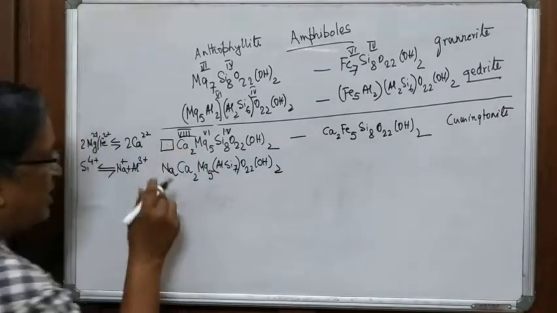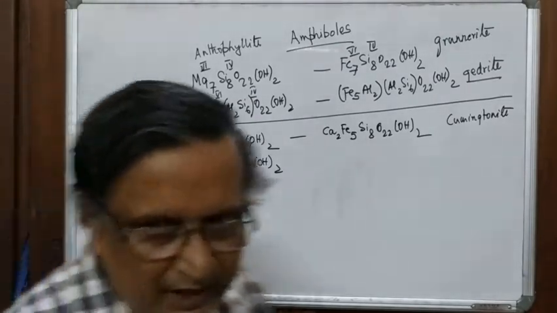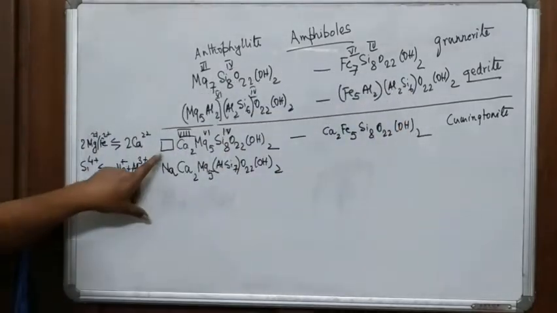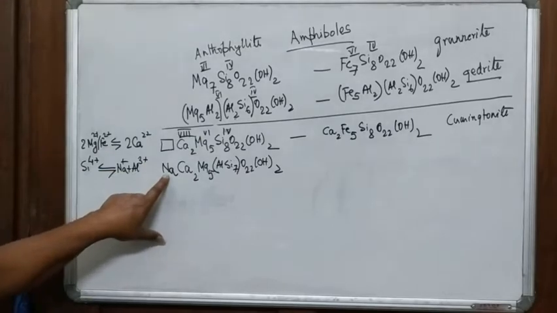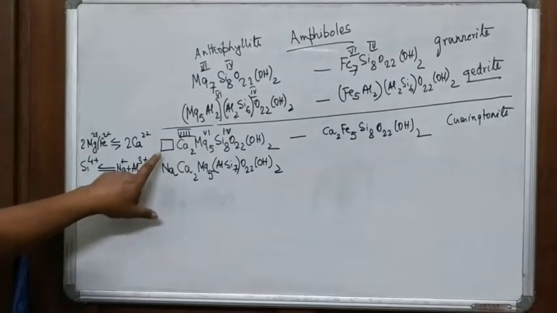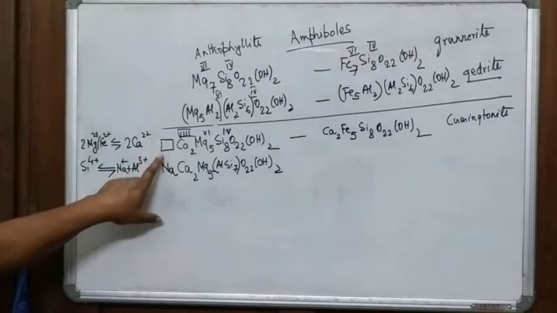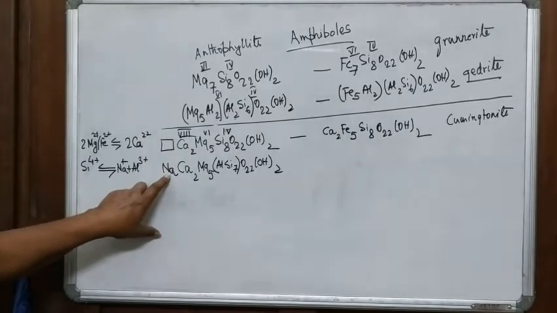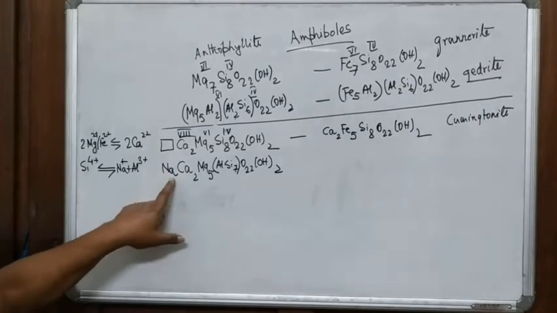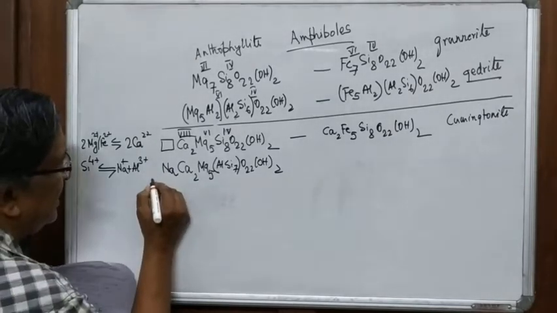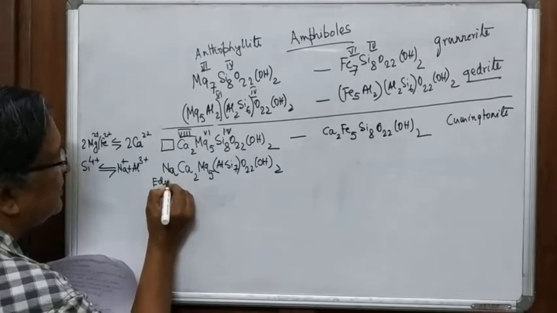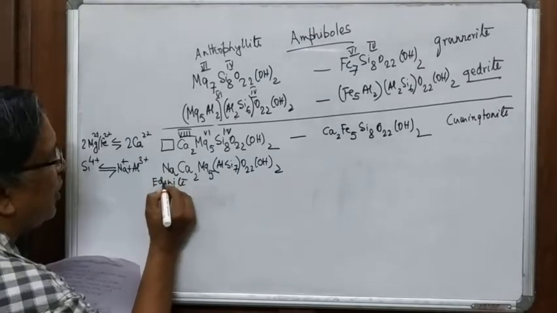This position, which has a 10-fold symmetry element, is vacant here. In tremolite, there is no sodium or potassium. So this position is vacant in tremolite, but it is occupied by sodium or even potassium. Some substitution of calcium also occurs. And the mineral here is called edenite.